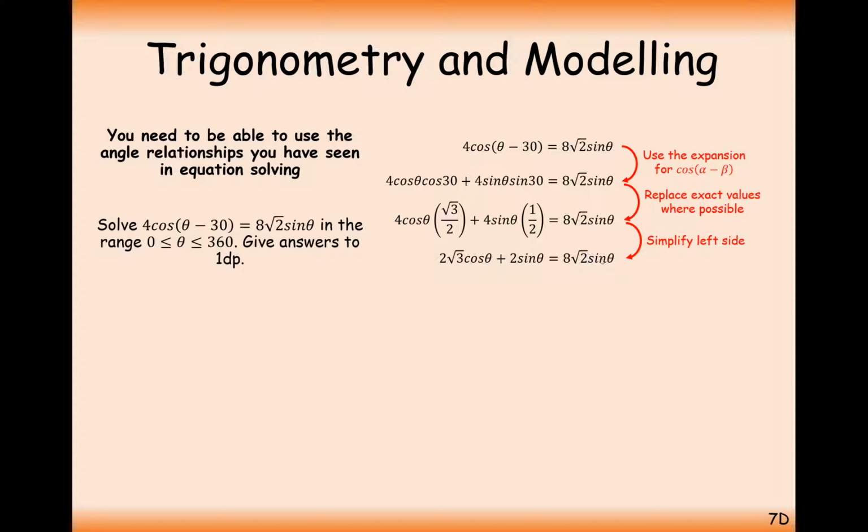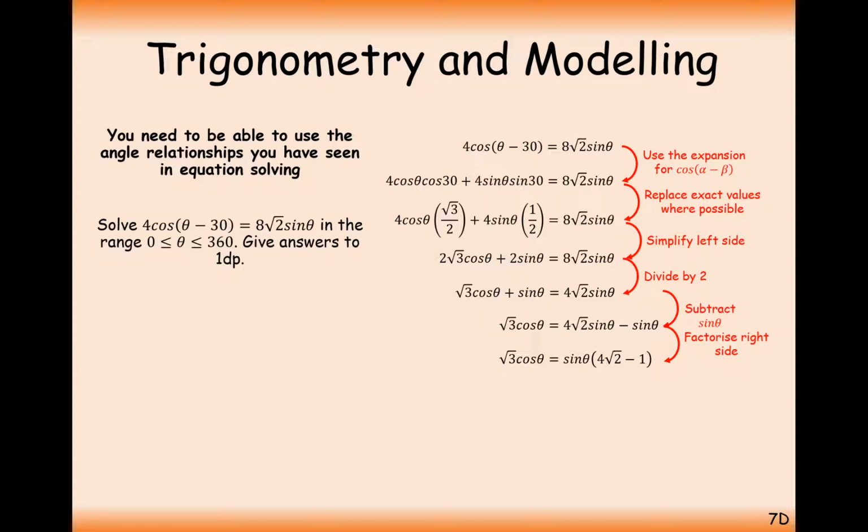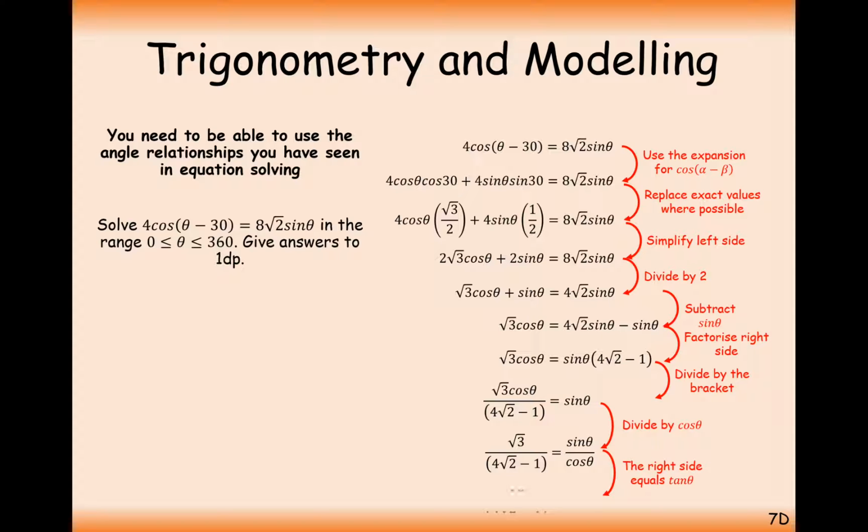It's still got sines and coses in it though, and can we make a tan out of this? Well, yeah, I think if we move the sines onto one side, factorise a little bit, we can make a sine over cos equals tan. So in this case here, divide through by 2, subtract the sine onto the other side, factorise out the sine, and now we've effectively got something times cos equals something times sine. So if we divide by the sine something, and then divide by cos, we're going to get a tan. So divide by 4 root 2 minus 1 and divide by cos. We're going to get sine over cos equals root 3 over 4 root 2 minus 1. So this must be the same as tan.